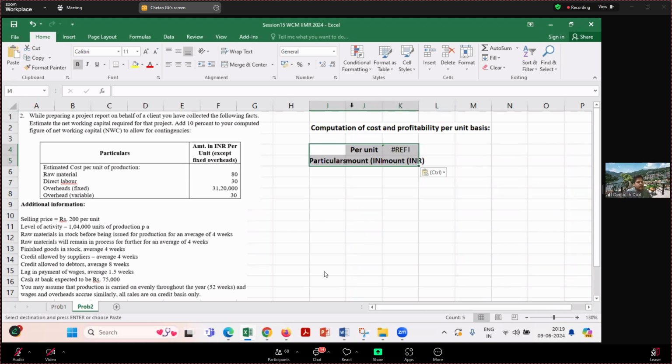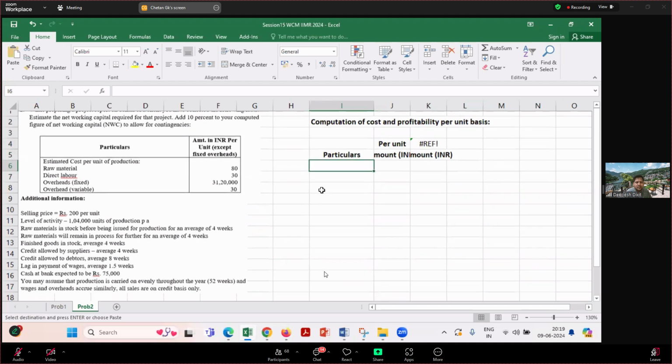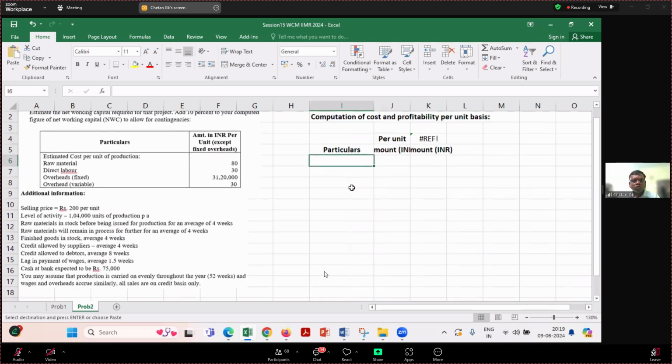So 4 weeks can be taken as 1 month, or we have to break it into weeks, sir? Yeah, 2 divided by 52, because 52 is given there. All right. 4 divided by 52 and so on.